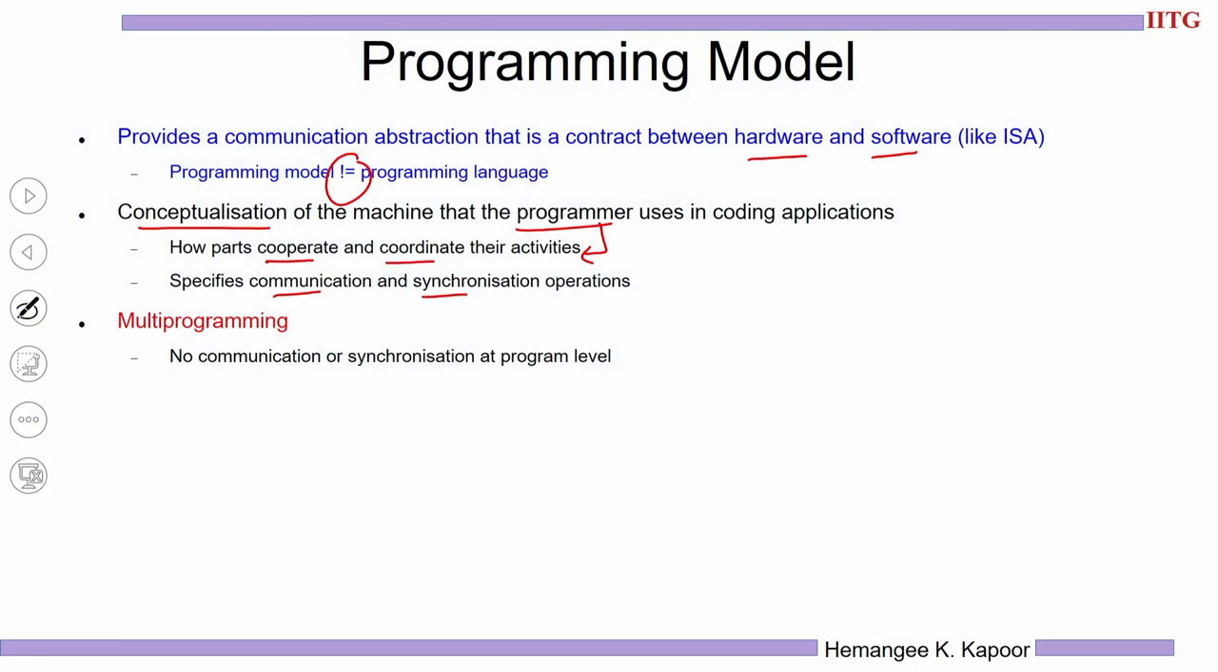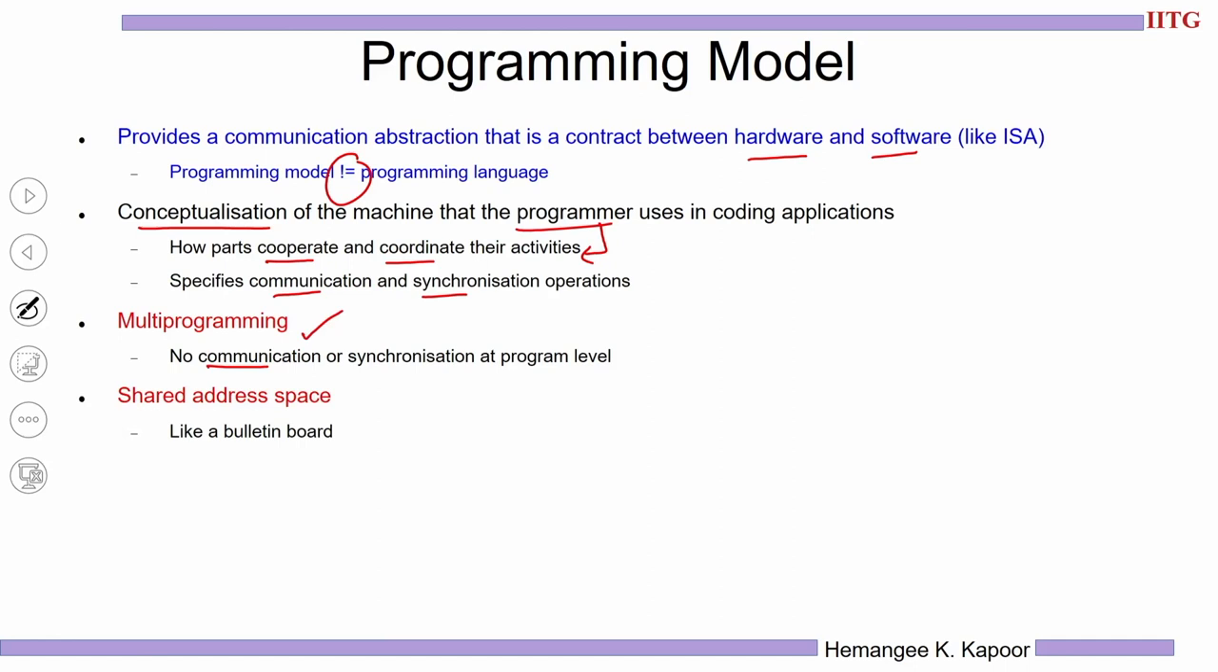The first one was multiprogramming. As the word says, we are running multiple programs. They don't depend on each other. Each program runs on a different core. So no communication is required here. We can exploit the multi-cores independently. So multiprogramming was one model.